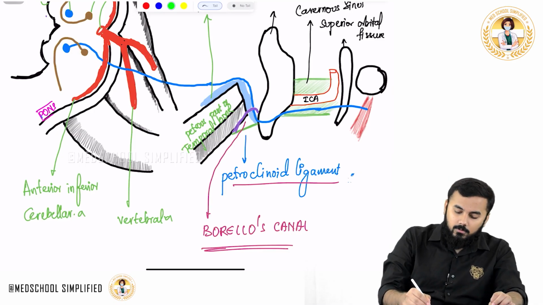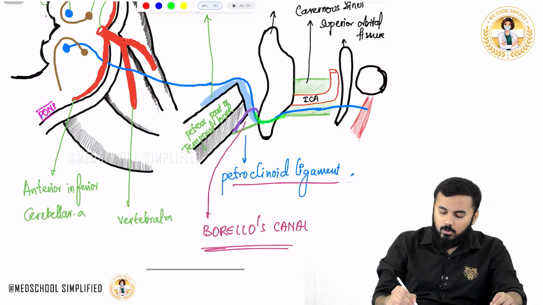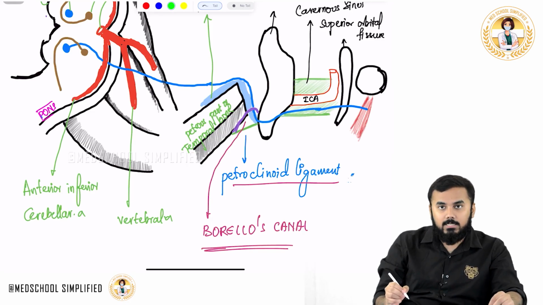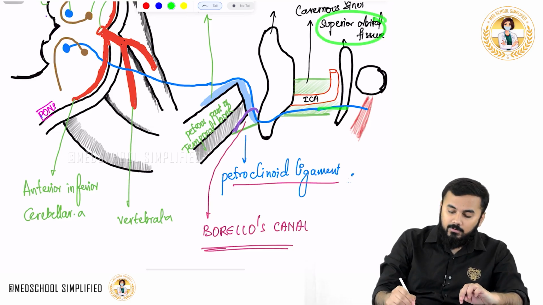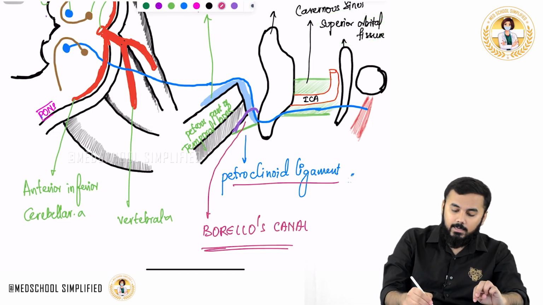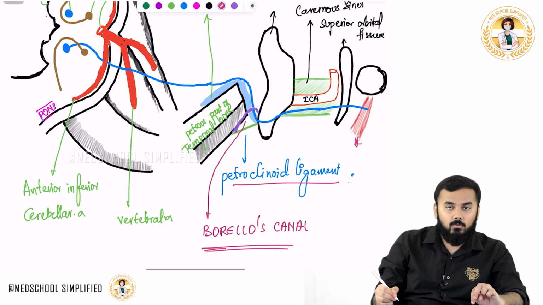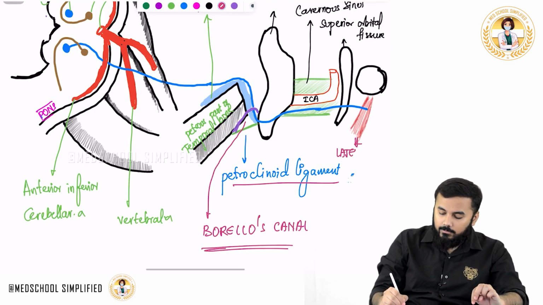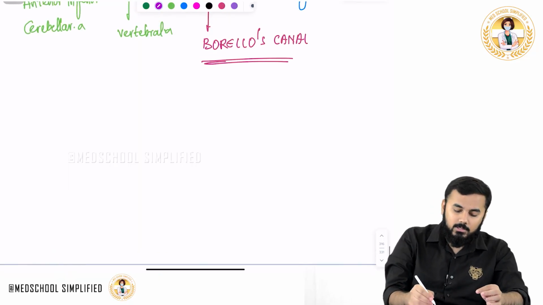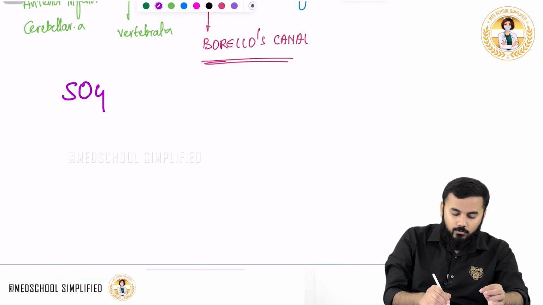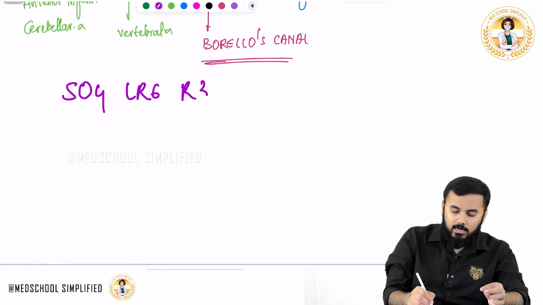Now this abducent nerve comes down all the way, and it is passing through the cavernous sinus. In the cavernous sinus it lies exactly below or inferior to your internal carotid artery, and then it passes through the superior orbital fissure and finally innervates a muscle here, and the name of this muscle is your what? This is your lateral rectus muscle. Lateral rectus muscle. Okay.